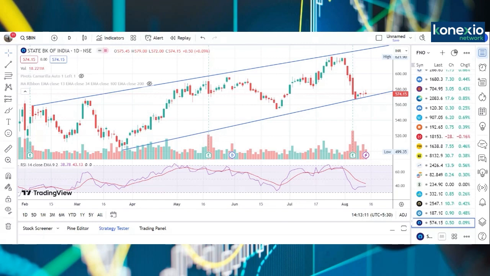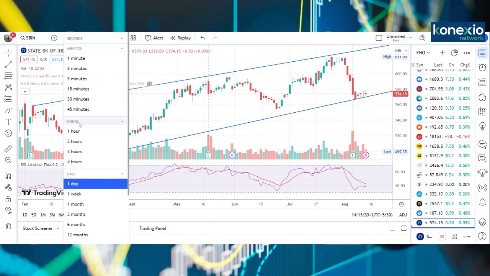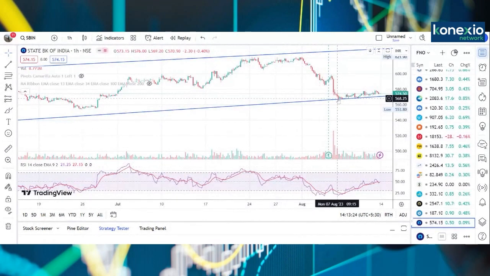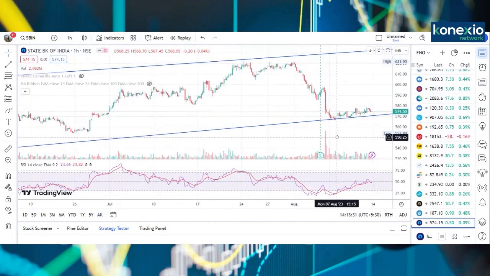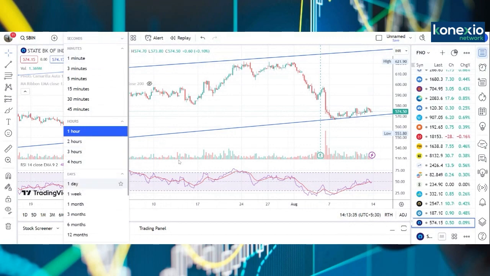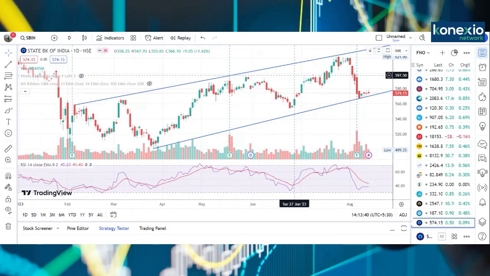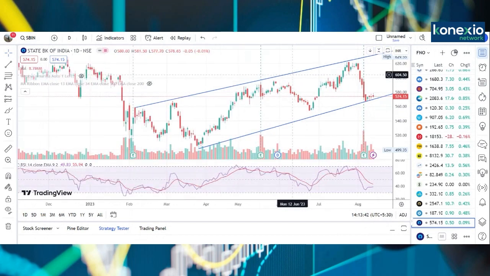Yes, RSI is still negative on the daily charts, but on the hourly charts, the RSI is positive. So let me show you the RSI on the hourly charts so that we will have a clear view. You can clearly see the prices are flat, and RSI is making higher highs. It is a classical indication of a positive divergence. So on the hourly charts, the stock is looking good. SBI might see some sort of trend reversal from these levels.